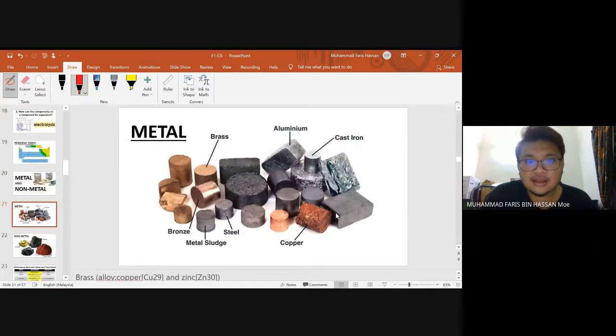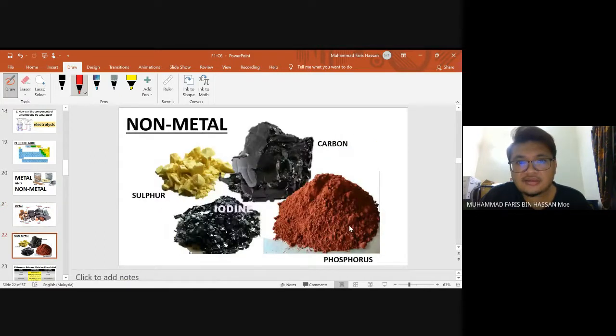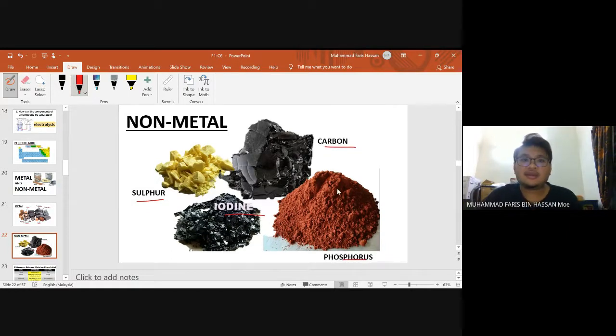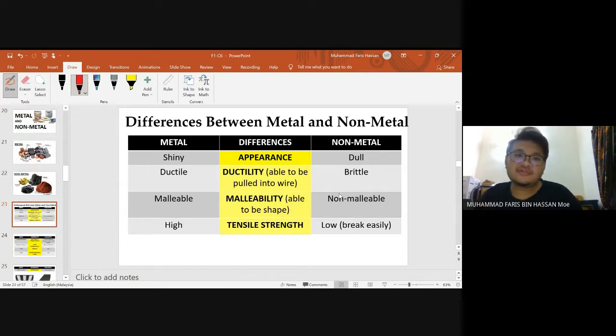These are examples of metals such as brass, aluminium, cast iron, bronze, metal sludge, steel, and copper. And these are examples of non-metals such as sulfur, iodine, carbon, and phosphorus. Okay, so we go to the differences between metals and non-metals.